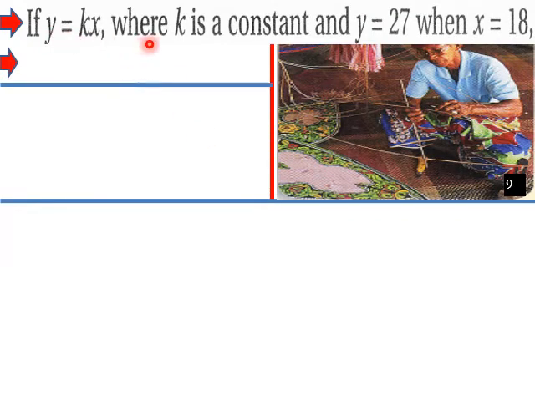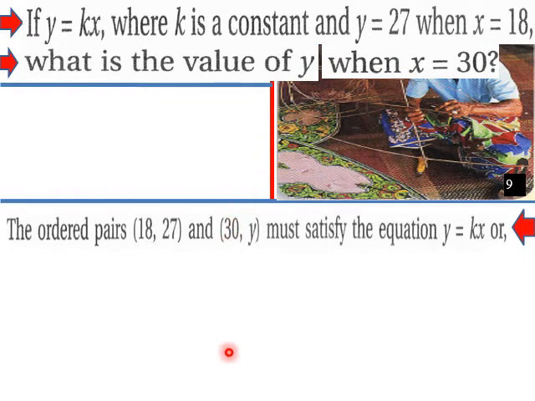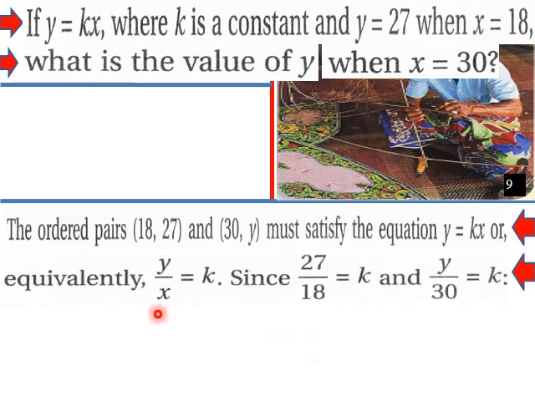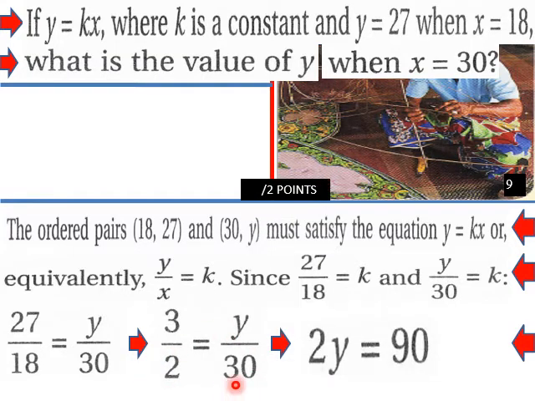If y equals kx, where k is constant, and y is 27 when x is 18, what is the value of y when x equals 30? The ordered pairs (18, 27) and (30, y) must satisfy the equation y equals kx, or equivalently, y over x equals k. Since 27 over 18 equals k and y over 30 equals k, 27 over 18 equals y over 30. And then we go ahead and solve for y.